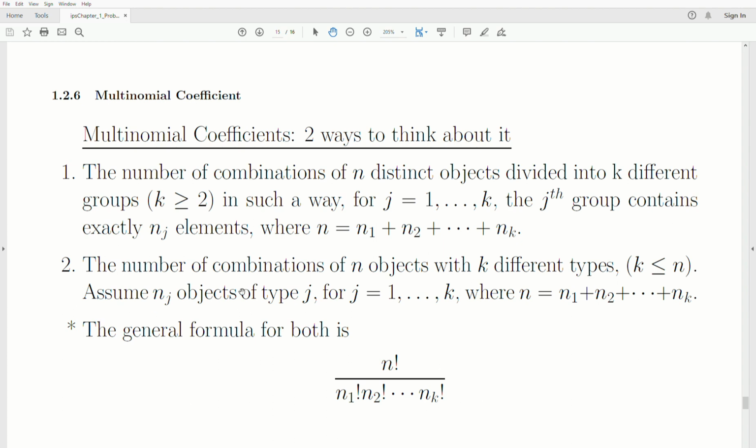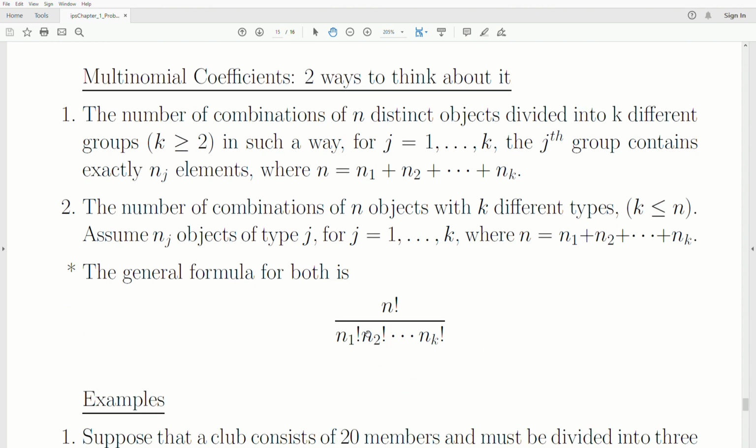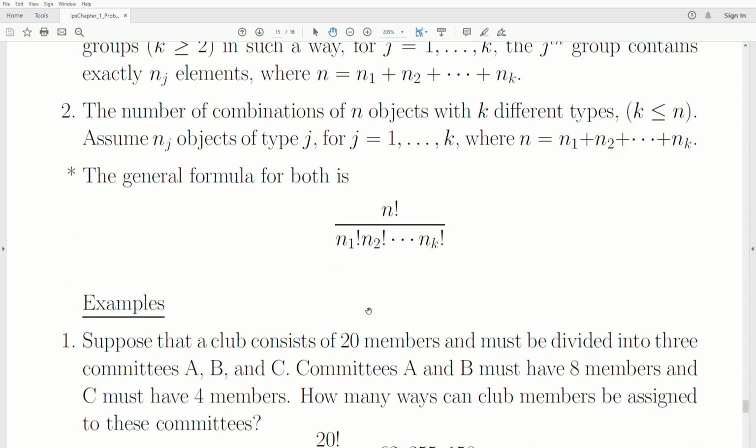Also, the number of combinations of n objects with k different types. Now assume nj objects of type j for j equals 1 to k, where n is equal to the sum of these nj's. The general formula is this right here. It's n factorial divided by n1 factorial times n2 factorial all the way to nk factorial. And let's go through several examples using this formula.